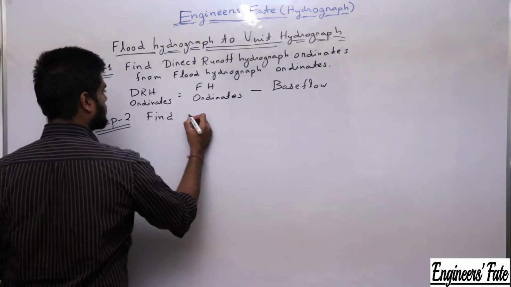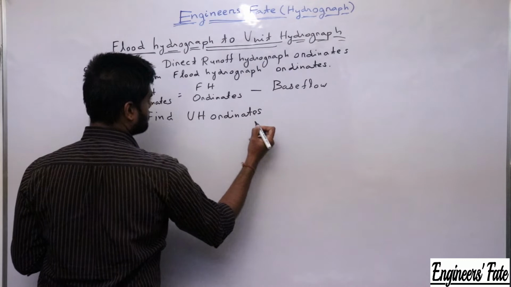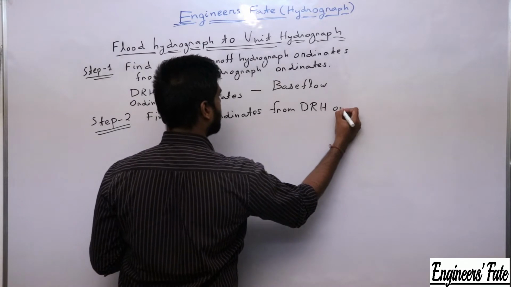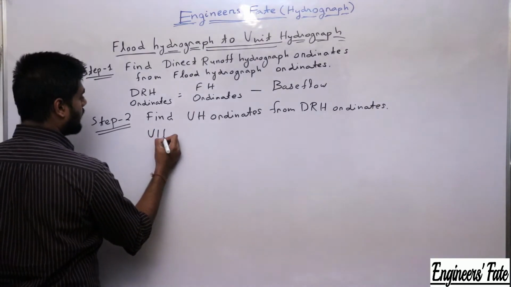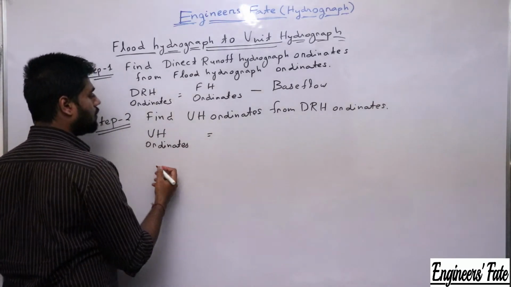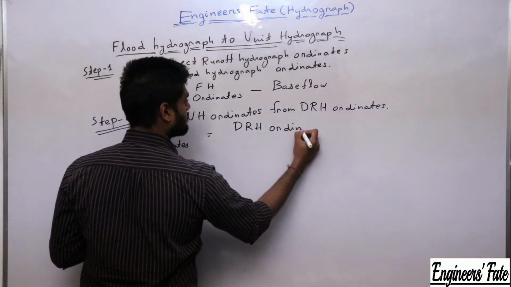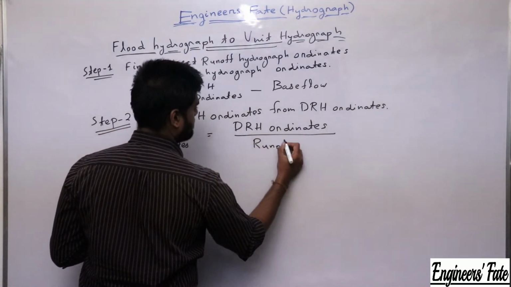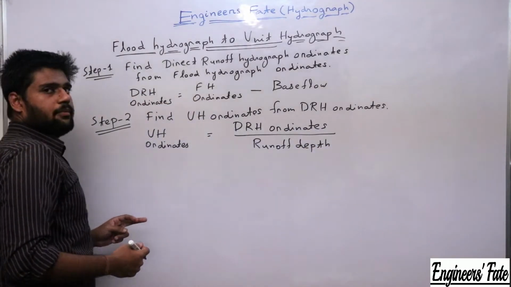find unit hydrograph ordinates from direct runoff hydrograph ordinates. So how to find unit hydrograph ordinates? Unit hydrograph ordinates will be direct runoff hydrograph ordinates divided by runoff depth. And the value of runoff depth will be given in the question.